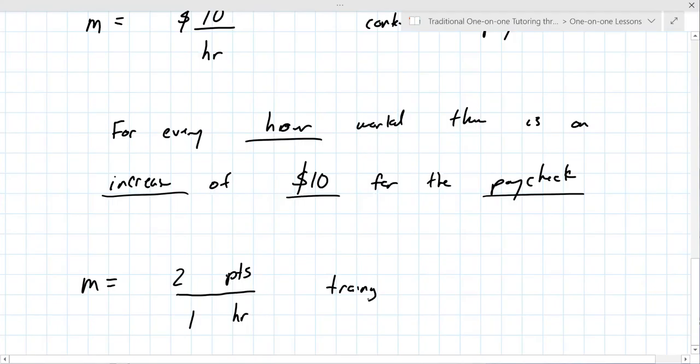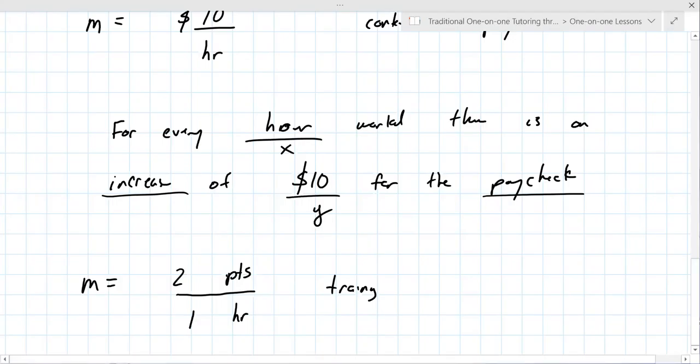All right, so 2 points for every hour of training. Yeah, so remember, this is your X. So for every hour worked, there is an increase of 2 points. For the what? You've got to put it in context. For the practice? The training or the tennis, something like that. Okay. For the tennis or the tennis team. Yes.